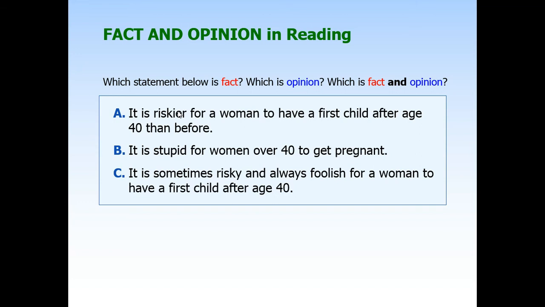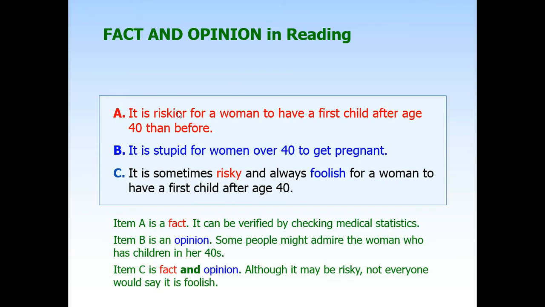Now, the others, one is going to be a fact, and one is going to be an opinion and fact statement. So, one that is purely fact is, yes, A. It is riskier for a woman to have a first child after age 40 than before, and we can prove that by science articles and journals and so on. Now, C has both a mix of fact and opinion. So, yes, it is risky, as it's stated in A, but foolish for a woman to have, that's an opinion. So, it's a mix of both.